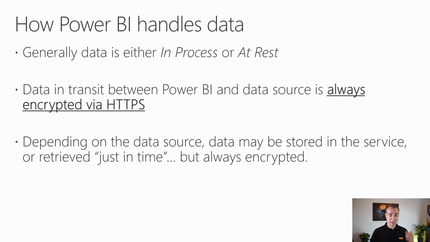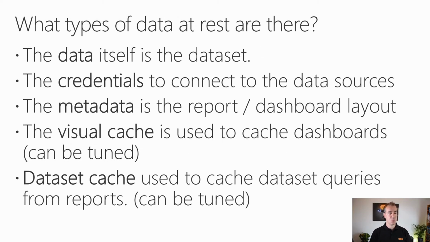And depending on the data source, data may be stored in the service or it's retrieved just in time, but it's always encrypted. So what types of data at rest are there? Well, first of all, the data itself in the data set is there. That means the data that we loaded into Power BI, into the data set, is being stored in there. Then we have credentials to connect to the data sources. We have the metadata of the report and dashboard layout. We have a visual cache that can be used to cache dashboards. This can be tuned. And there's a dataset cache that is used to cache dataset queries from reports. Again, those can be tuned by the author. So these are the types of data at rest. And again, at rest means data that is being stored in the Power BI service. Okay?